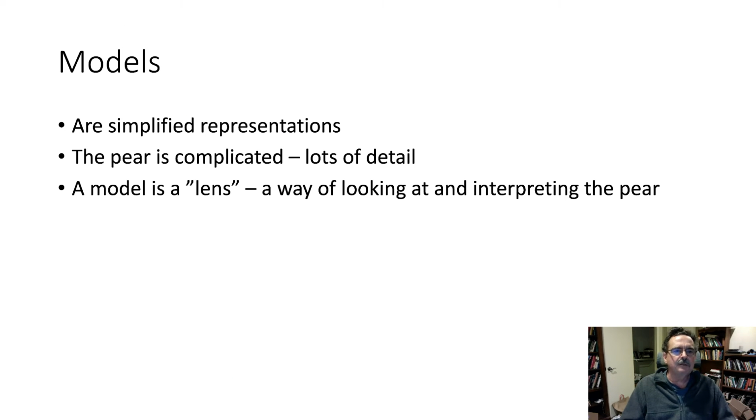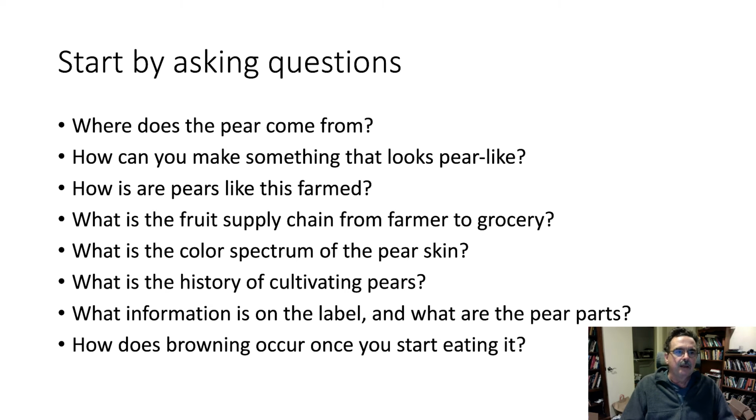So models are just defined as simplified representations. The pear is complicated. There's lots of detail, lots of things. A model is a kind of lens. It's a way of looking and interpreting the pear. And questions are a good place to start. Questioning is actually part of a lot of different disciplines, but in arts-based practices, the questions tend to be broad. They tend to be inquiry along a whole variety of different things.